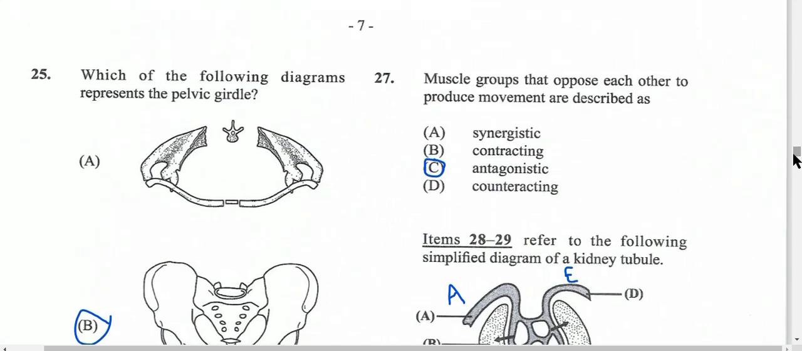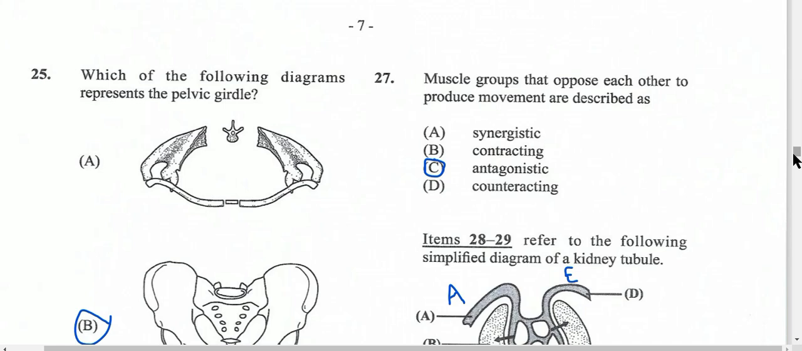Muscle groups that oppose each other to produce movement is described as, and here this is very nice, it's pretty much like up and down like a piston working. We refer to this as an antagonistic muscle, so our answer here is going to be C for question 27.